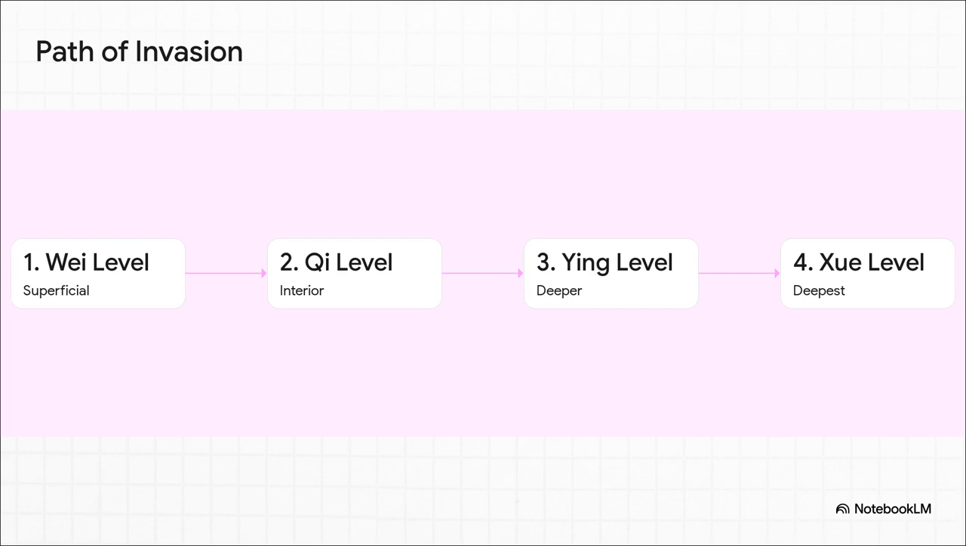So, here it is, the path of invasion. It starts at the Wèi level, which is the most superficial. If the invader gets past that, it moves to the Qi level. Then, deeper still, to the Ying level, and finally it hits the Shu level, the deepest of all. And with each step, the illness moves deeper into our territory, and as you can probably guess, the fight gets a whole lot more serious.